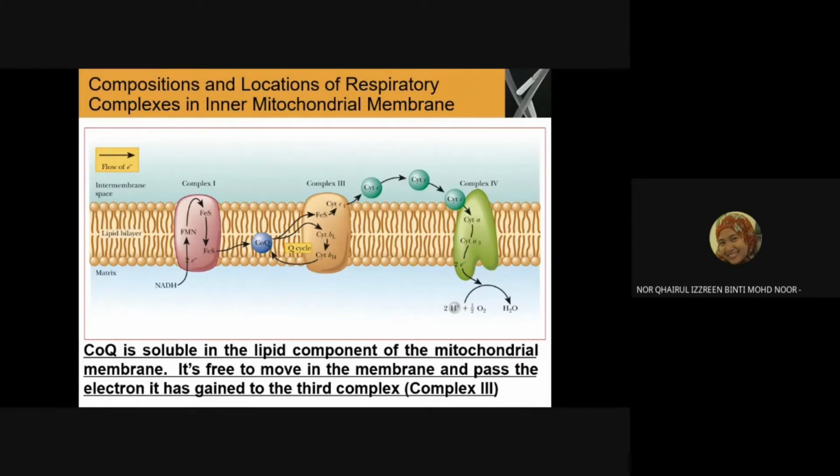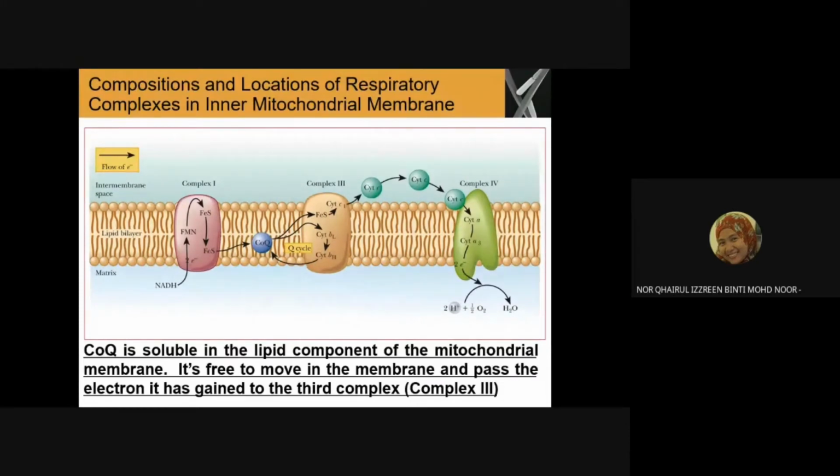One electron goes to cytochrome C, and when it is picked up by cytochrome C, this cytochrome C will transfer it to complex number 4. That is only for 1 electron. So what happened to the other electron? Remember, QH2 carries 2 electrons, but cytochrome C can only accept 1 electron at one time. That is where the Rieske center comes into place.